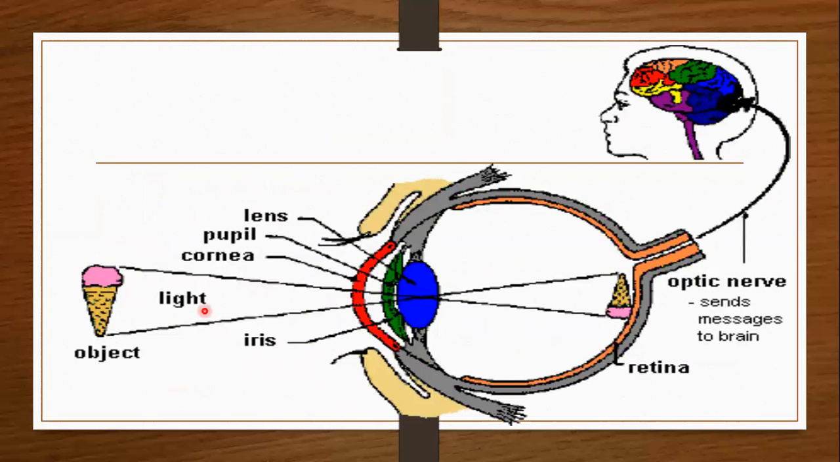Light rays reflected from the object, refracted by the cornea and the aqueous humor, enter through the pupil, refracted by the lens and the vitreous humor. An upside down small image is formed on the retina. The message is taken via the optic nerve to the brain and the brain corrects the image the right way.